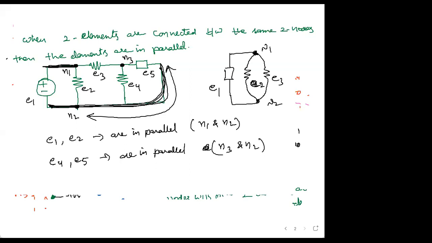So when two elements are connected between the same two nodes, or connected to the same two nodes, then the elements are in parallel. Okay. So the node concept is important here. You must understand and you must observe. Okay, sir, is it clear? Clear.